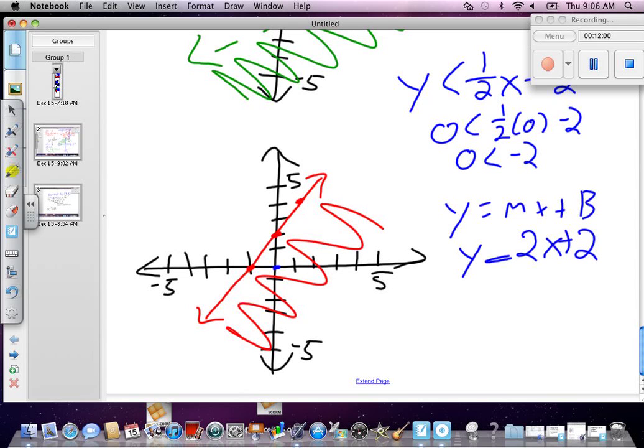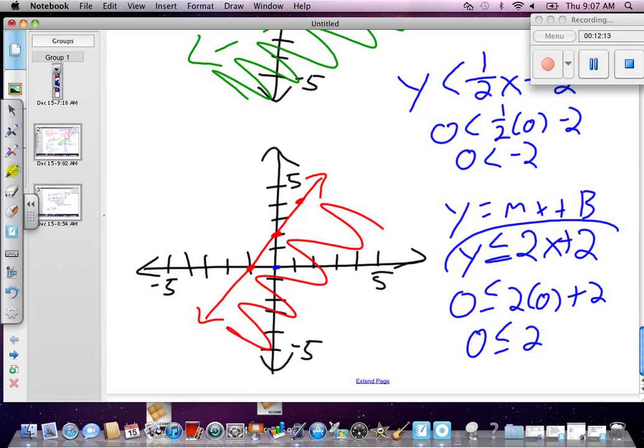Okay, and it's below the line, so I think it's going to be less, but I'm going to check by plugging in 0. Is 0 less than or equal to 2 times 0 plus 2? 0 is less than or equal to 2. That's true. It's shaded over it, so I know that is the equation.